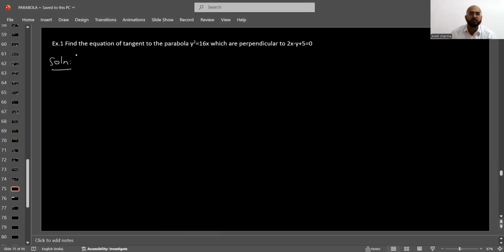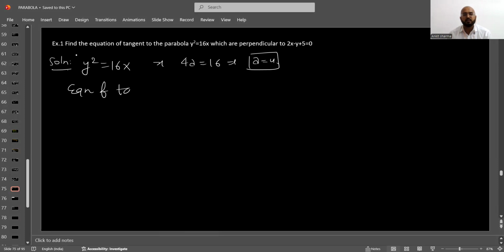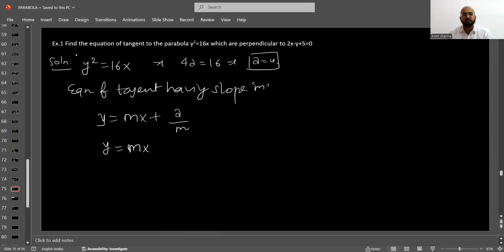So find the equation of tangent to the parabola y square equal to 16x, which are perpendicular to 2x minus y plus 5 is equal to 0. So I have y square is equal to 16x. So this implies 4a is equal to 16. So from here I get a is equal to 4. So equation of tangent having slope m is y is equal to mx plus a by m. So this implies I have y is equal to mx plus 4 over m.